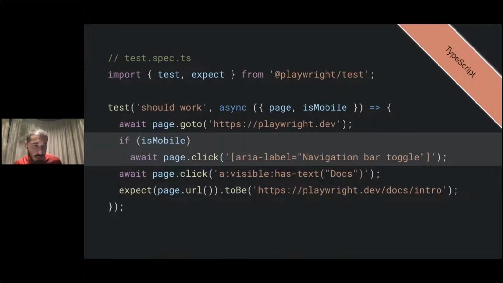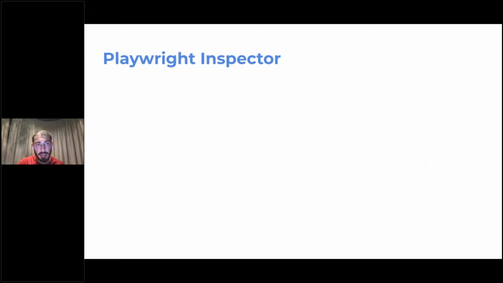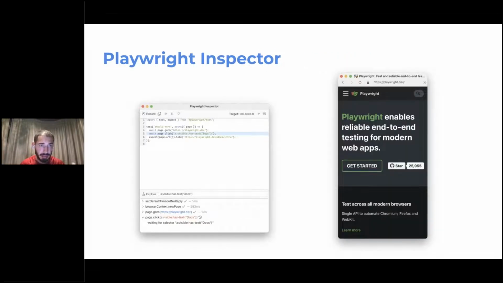Next, we use the isMobile fixture to fix our test. Wasn't hard at all, but we actually had a small debugging session to figure out what we are supposed to click and how to fix this test on iPhone. And we did so launching tests with a PWDEBUG environment variable, and actually launching only one test for the iPhone project. And this gave us this kind of a UI with the Playwright Inspector on the left and the iPhone view on the right.